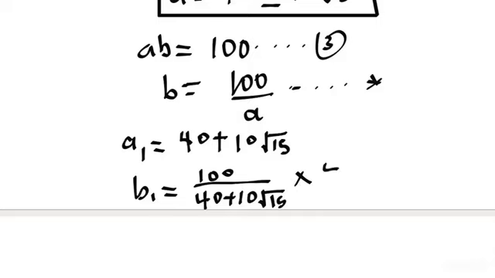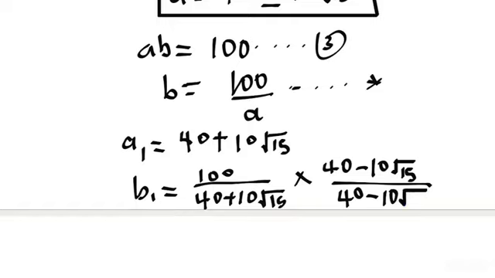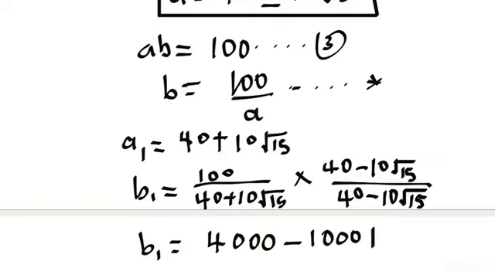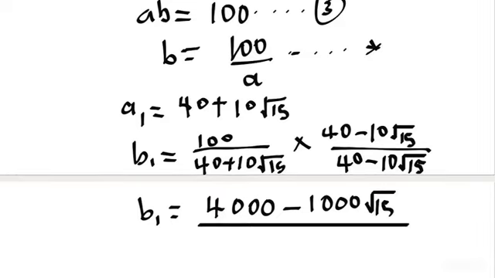So what are you going to do? You are going to multiply by the conjugate, minus 10 root 15, divided by 40 minus 10 root 15. So now from there you are going to have B1 to be 100 times, this is going to have 4,000 minus. So 100 times minus 10 root 15, we're going to have 1,000 root 15. Okay, then divided by, so here this is difference of two squares, so we're going to have 40 squared, okay, minus 10 root 15 squared. Are you getting it?